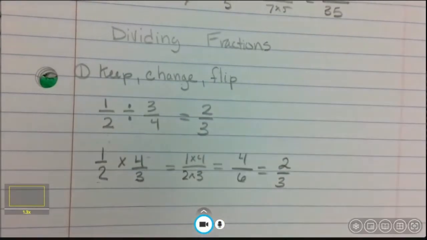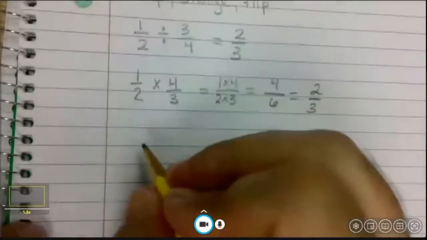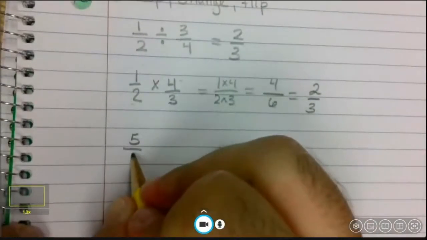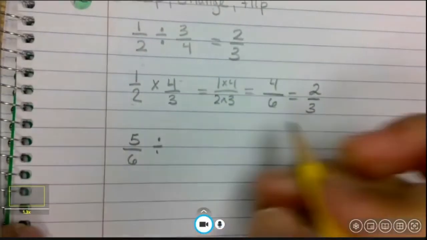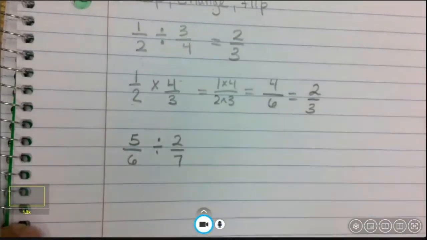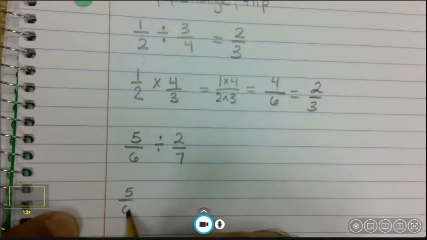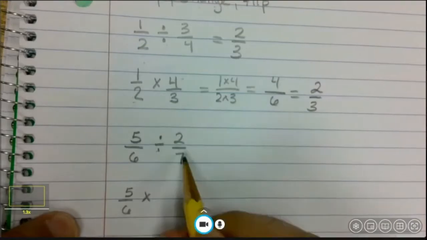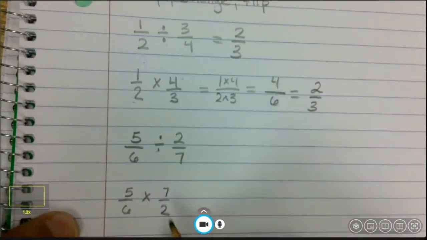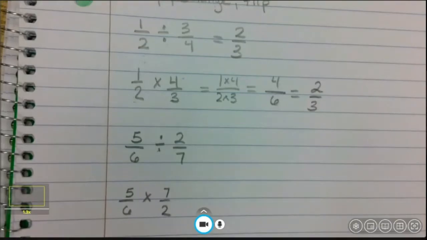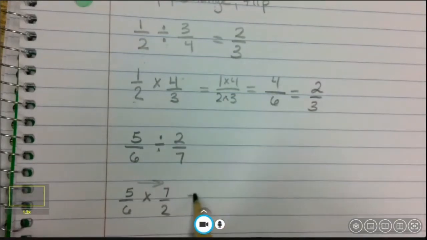Let's do that again. So we're going to put some fractions here. Let's go with 5/6. We're going to divide by 2/7. And so again, we're going to follow that keep, change, flip. So we're going to keep the first fraction, change our operation, flip our second fraction, and then we're going to follow the rules for multiplying fractions. So we'll multiply across the top. So 5 times 7 is 35. Multiply across the bottom. 6 times 2 is 12.